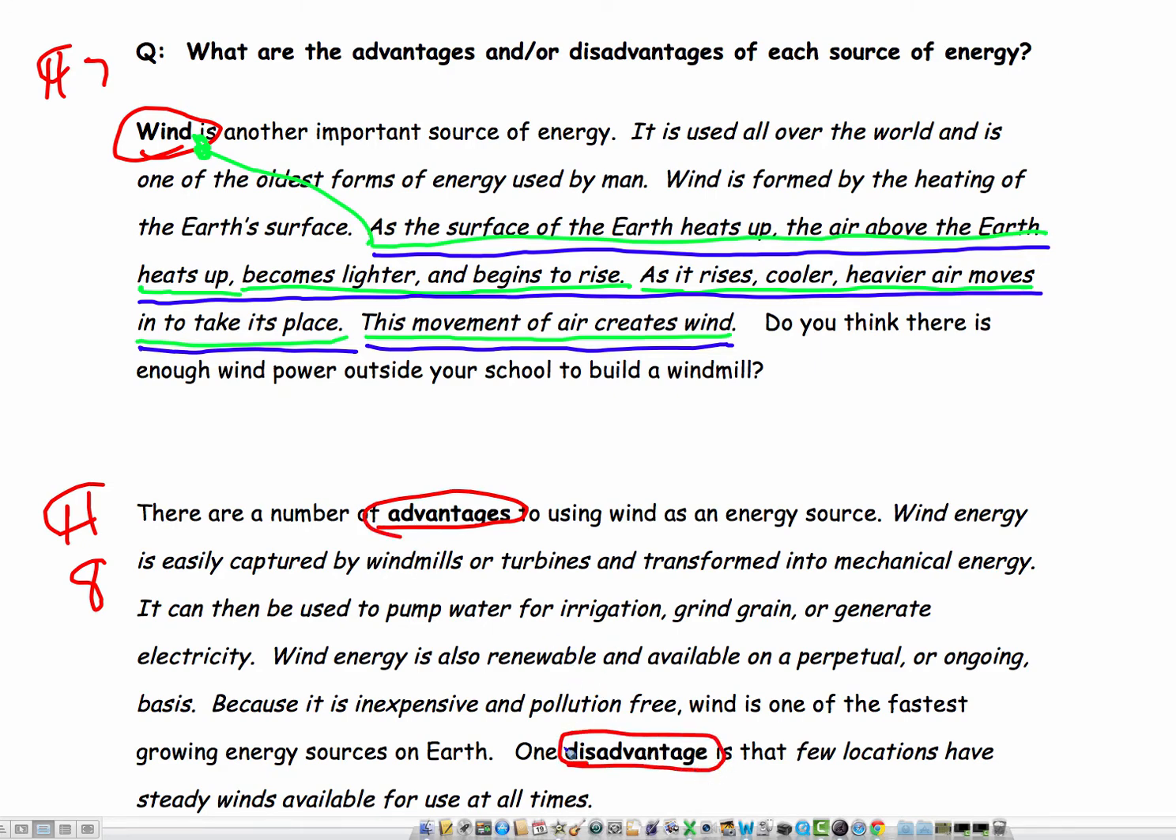blue colored pencil. There are a number of advantages to using wind as an energy source. Here's one. Wind energy is easily captured by windmills or turbines and transformed into mechanical energy. So that's the first really significant advantage about wind. It's very easy to put something up in the wind, and the wind blows and it moves the blades of a windmill, which are connected to a wind turbine. And I have a picture I'll show you in just a moment.